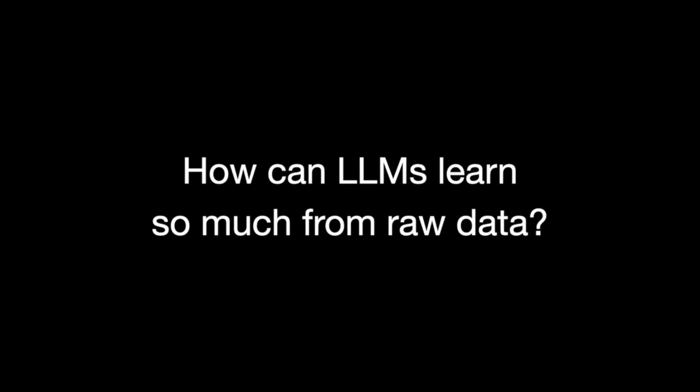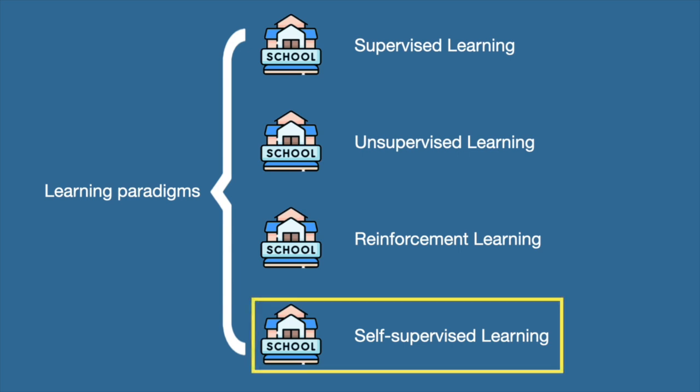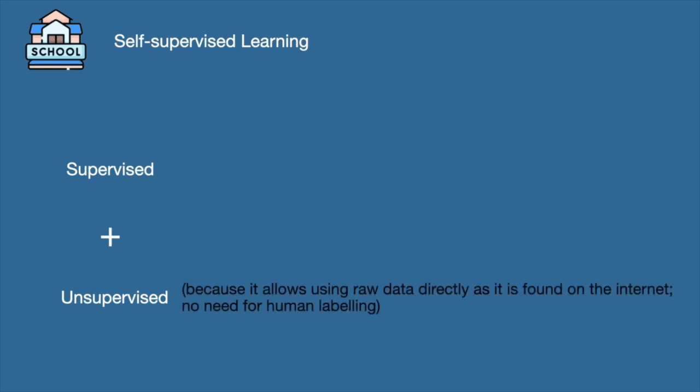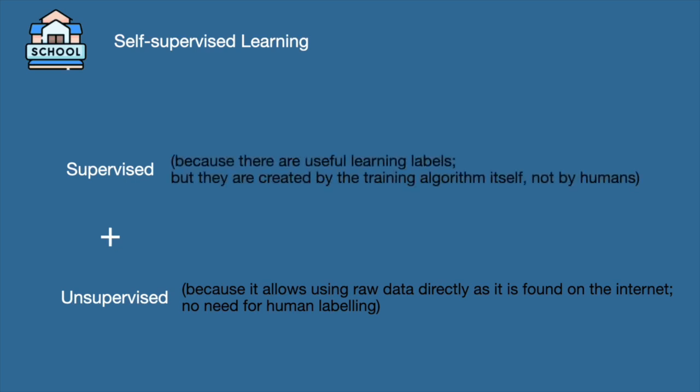So how can LLMs learn so much stuff and so many different skills just from raw data then? And here is where the fourth type of learning paradigm comes in. It was invented precisely together with the LLMs, or rather its invention allowed for the LLMs to be possible. This fourth learning paradigm is a very clever mixture of supervised and unsupervised learning that combines the strengths of both approaches into one. It is like unsupervised learning because it allows feeding raw data to the neural network. And it is like supervised learning because it actually does include labels, but the labels are created by the training algorithms of the AI software itself, not by humans.